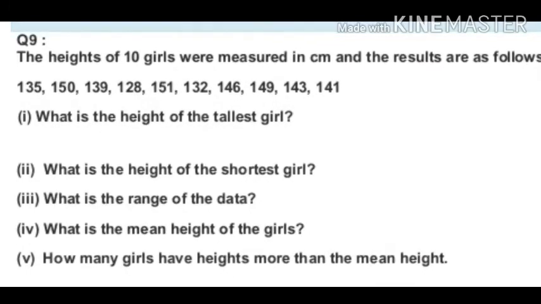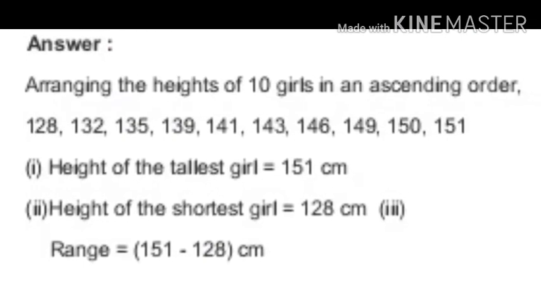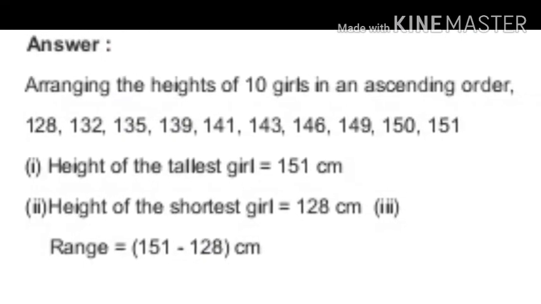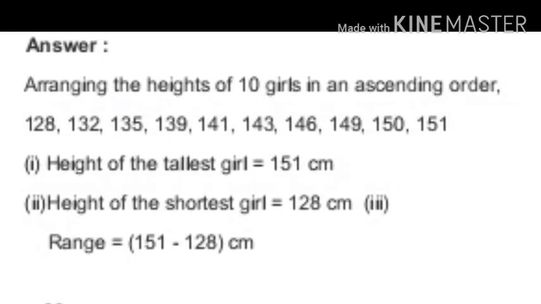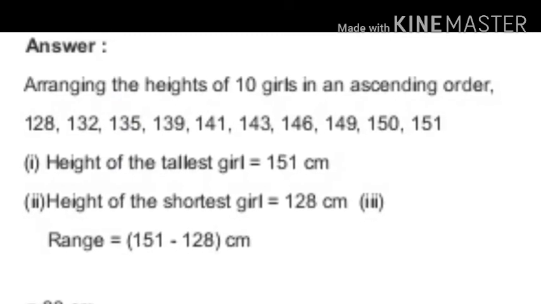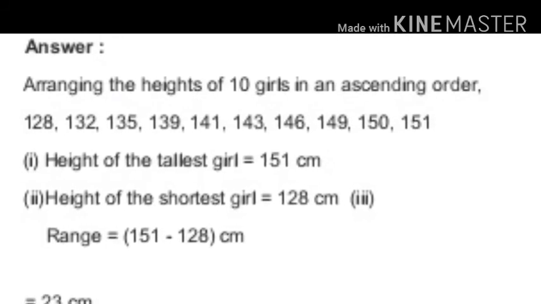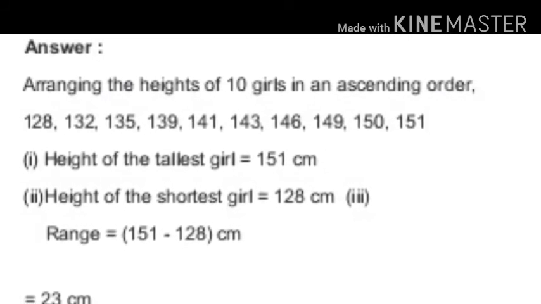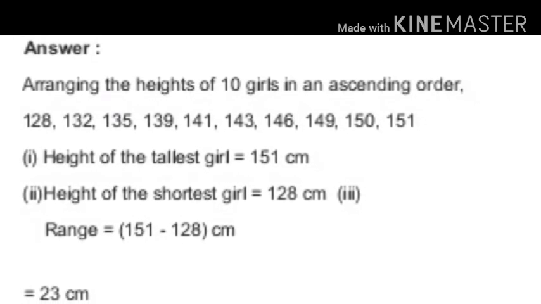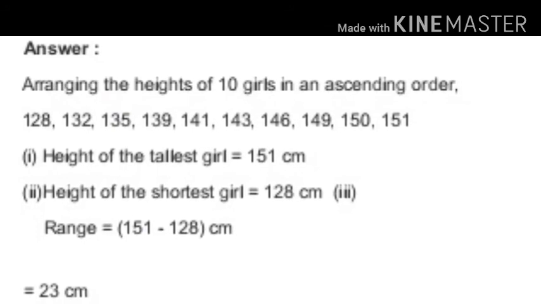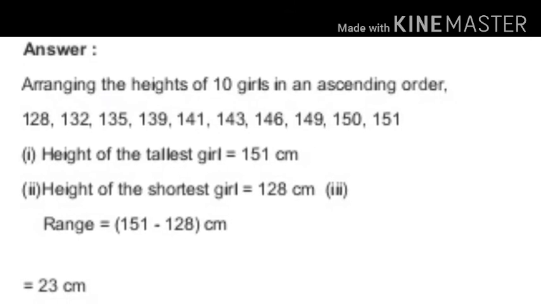Students, first we have to arrange this data in ascending order. So 128, 132, 135, 139, 141, 143, 146, 149, 150 and 151. The height of the tallest girl is 151 centimeter. The height of the shortest girl is 128 centimeter. So range is equal to 151 minus 128 is equal to 23 centimeter. So the range of the data is 23 centimeter.